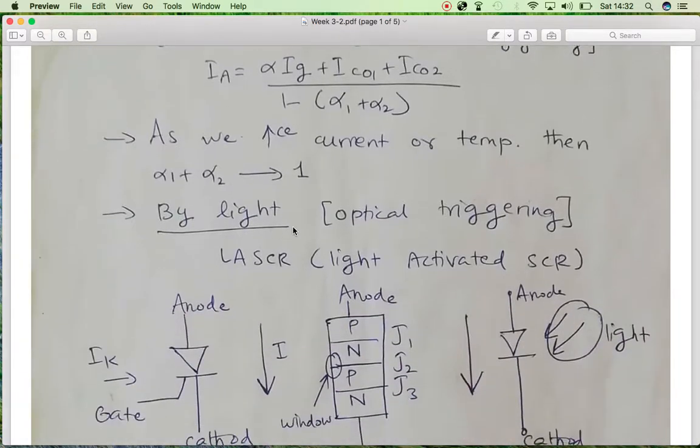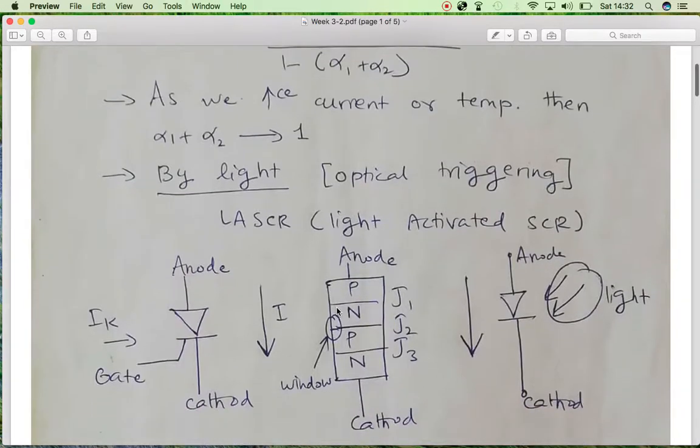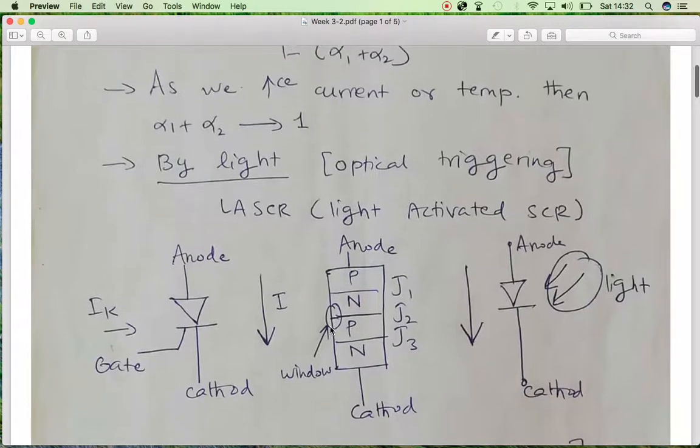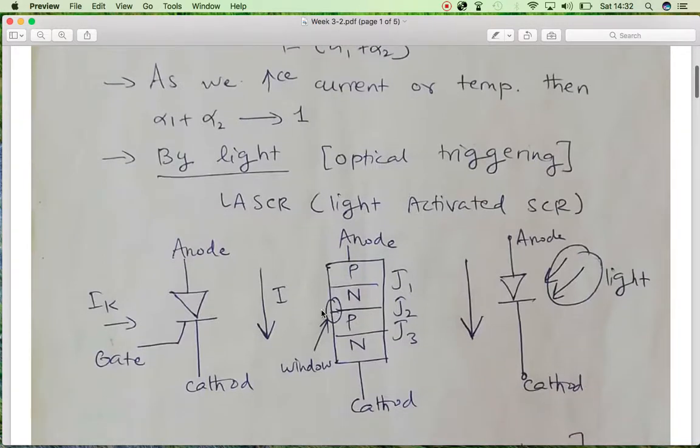Second method is optical triggering, in which we have a kind of window. Instead of the gate current, we have a window for receiving light over here, and photons are directed over here, and it will do the same as the gate current, because when the gate current is applied over here, the forward break-over voltage is achieved earlier, and the SCR is on, and the conduction of anode current happens from here to there.